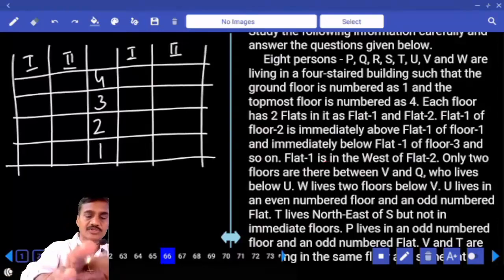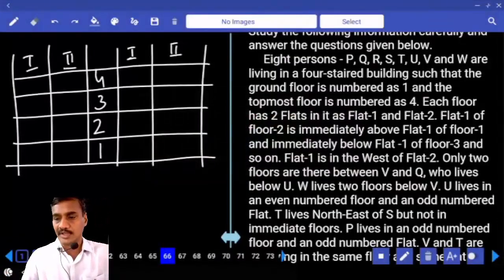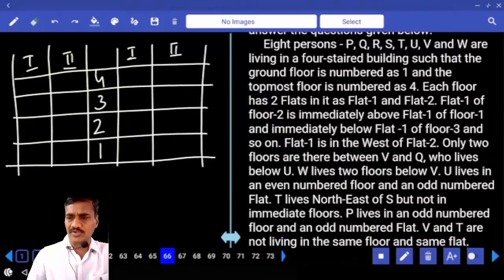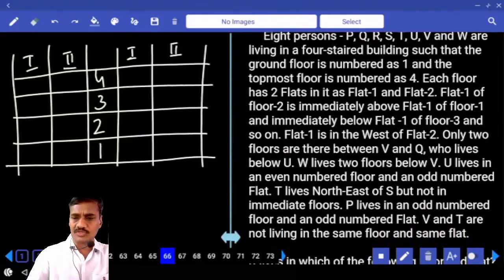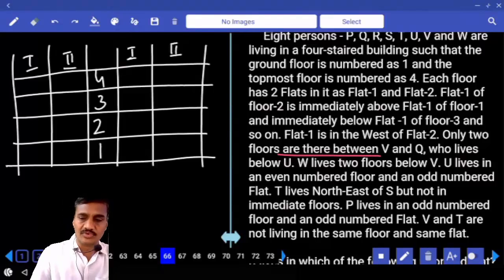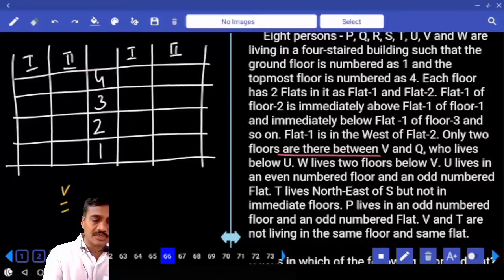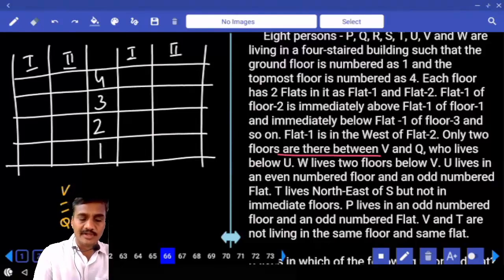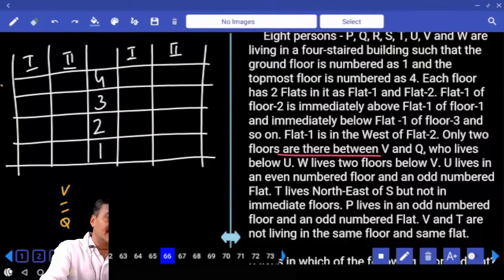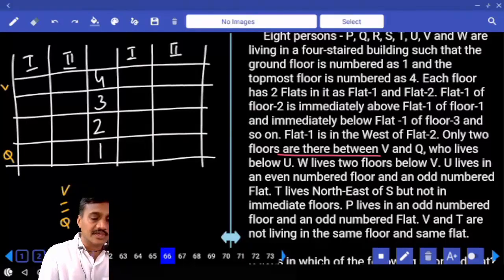Then coming to condition number 1. Only 2 floors are there between V and Q, who lives below U. And only 2 in between whom? V and Q, there must be exactly 2 floors. And that means if V is on the 4th floor, Q must be on the 1st floor. Again, this Q lives below U. As Q lives below U, hence we cannot have V at the first place.